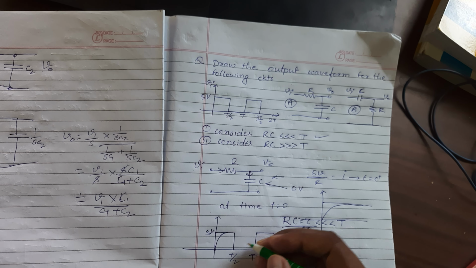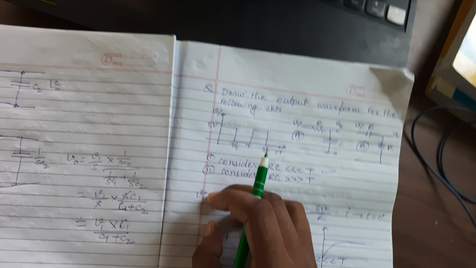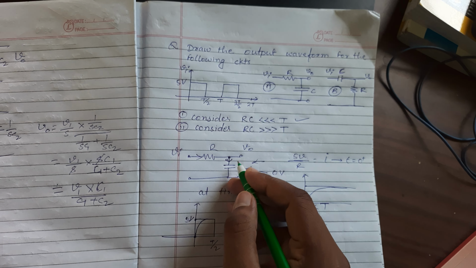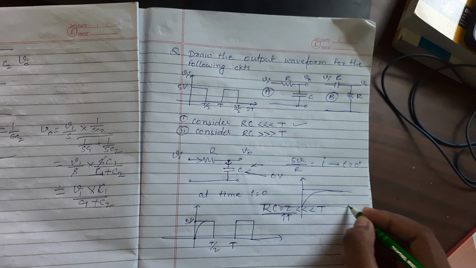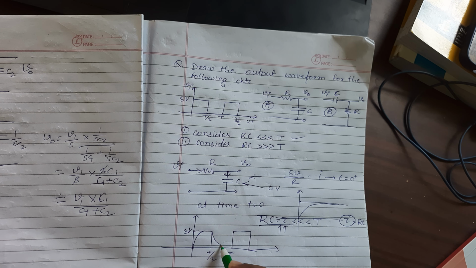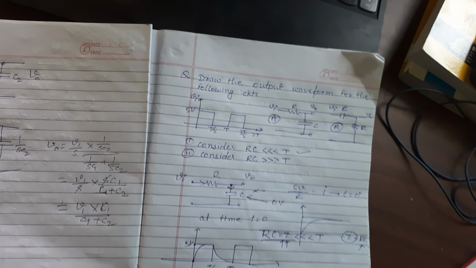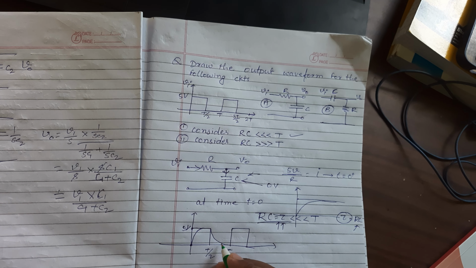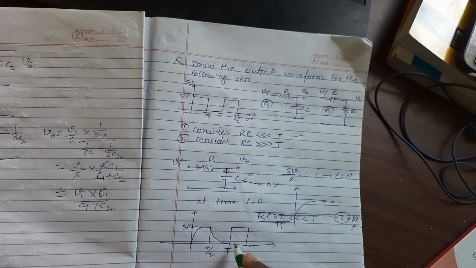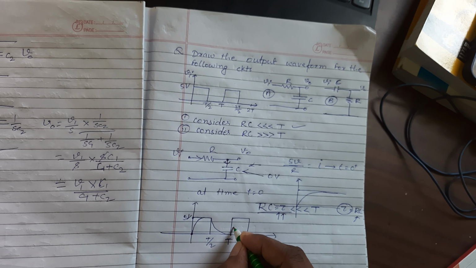Now when the input pulse goes to 0 volt, the input voltage will be 0, and the capacitor will start discharging. This is a simple RC circuit, and its time constant will be tau, here RC, and it will now discharge to 0 volt. Since the time constant RC is very low compared to the time period, it will attain its final value before the half time period of this input square wave. So this cycle will continue from here on.